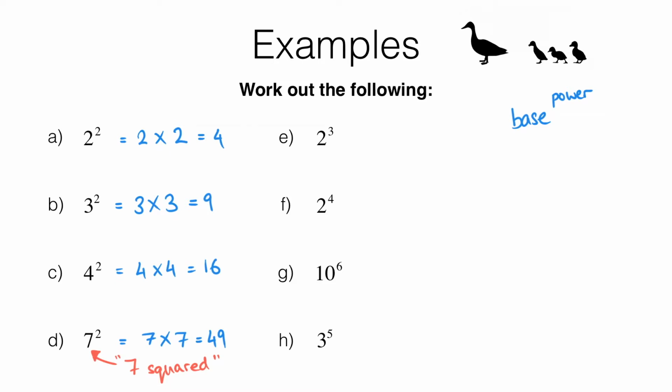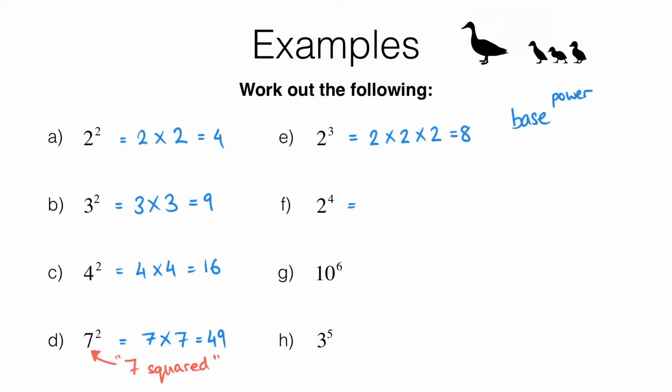Let's move on to E. Here we've got 2 to the power of 3. And that means we've got 2 times 2 times 2. And if you work that out, you get 2 times 2, which is 4, times it by 2 again to get 8. Again, it's really important that you don't fall into the trap. This is not 2 times 3. The answer is not 6, it's 8.